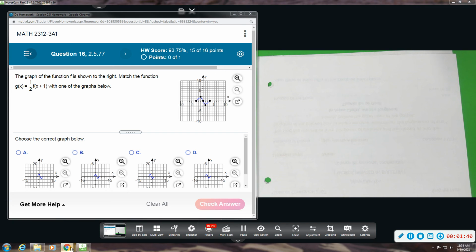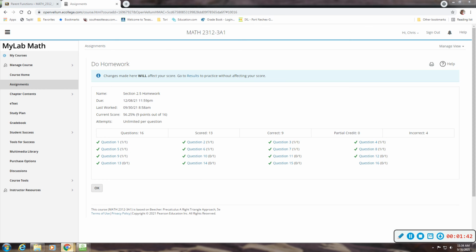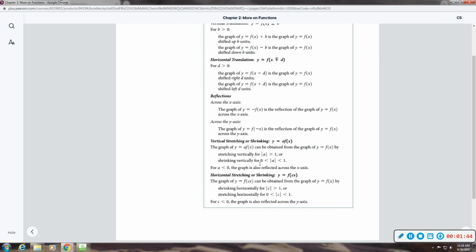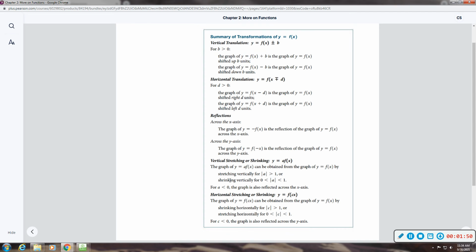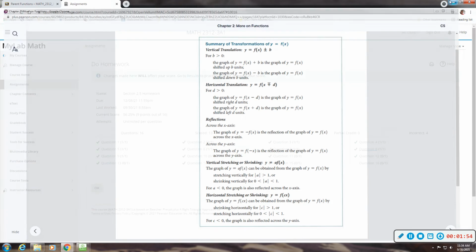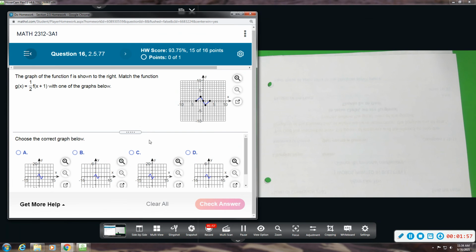So again, let's go back to those rules. Sorry, wrong page. Go back to the rules, and that constant a right here, vertical stretch or shrinking, and it says shrinking when it is between 0 and 1. And we have 1/2, which is between 0 and 1. So I'm looking for it to shrink in the vertical direction or compress it, squish it down vertically, and then it's going to shift it left 1.